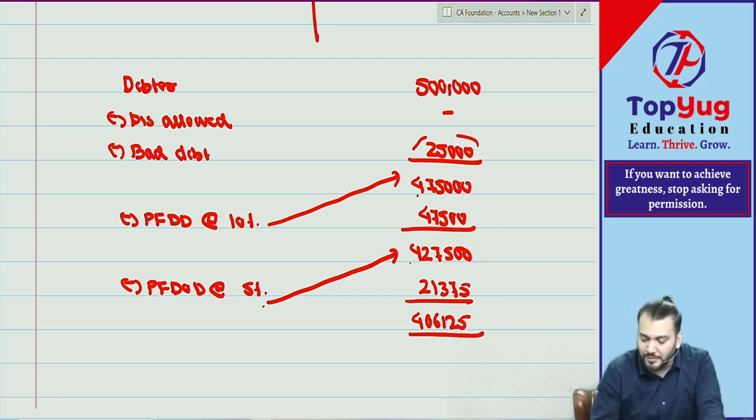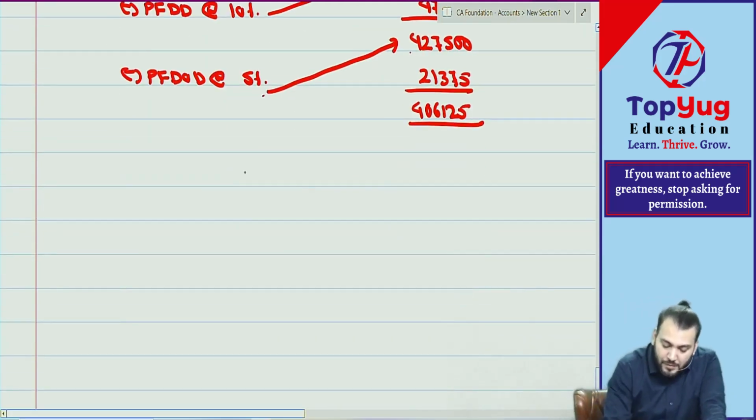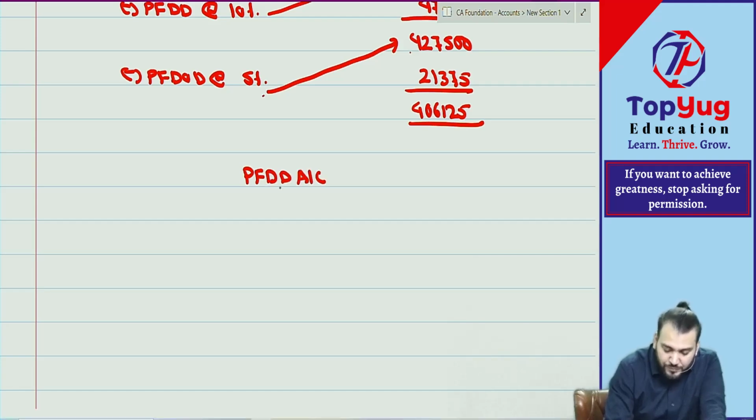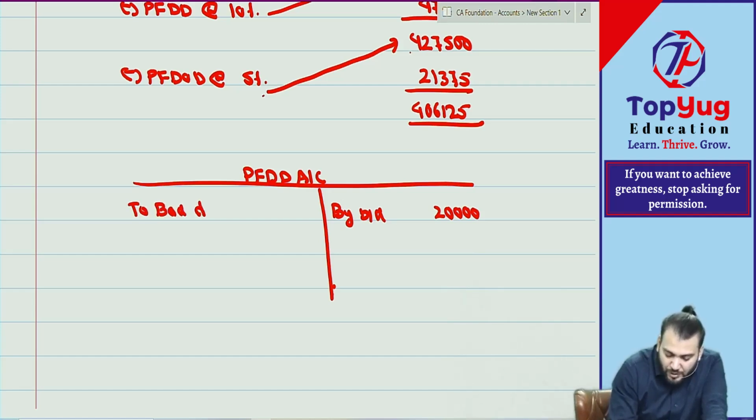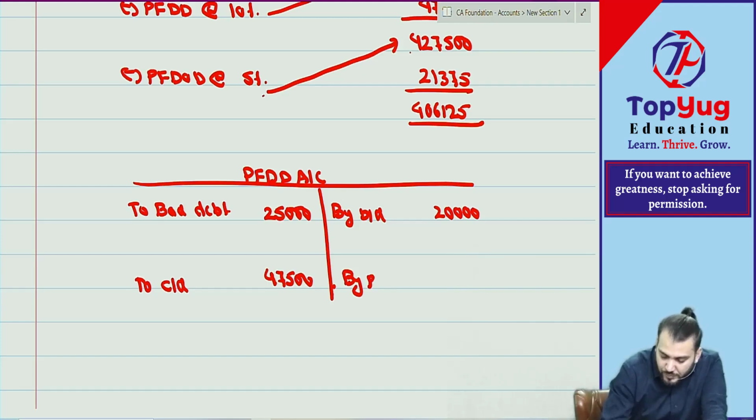Correct? Yes, sir. Then you created provision for doubtful debt account. Have you done this? Tell me. What is the opening balance? 20,000. How much bad debt? Bad debt is 25,000. Correct. How much closing balance? 47,500. So how much PL? 52,500.